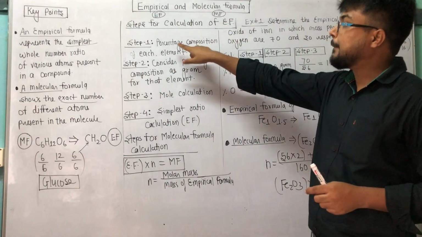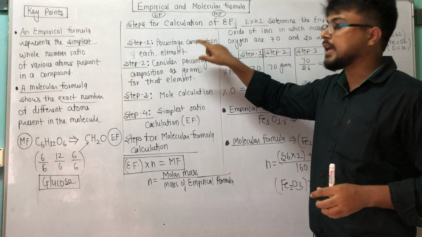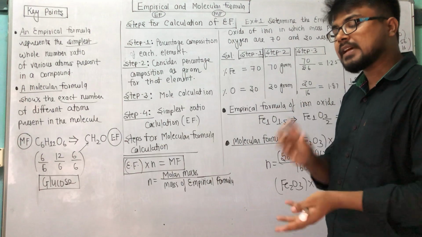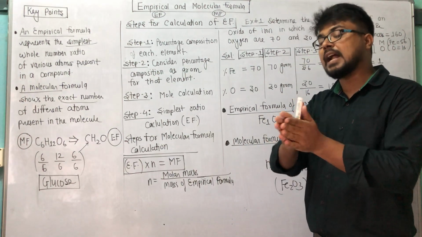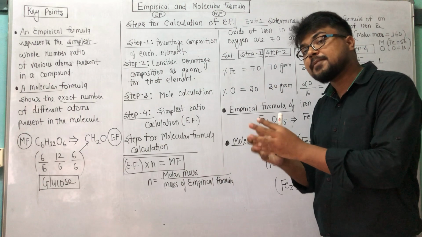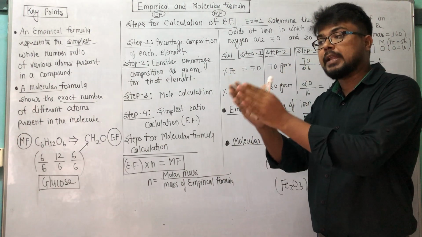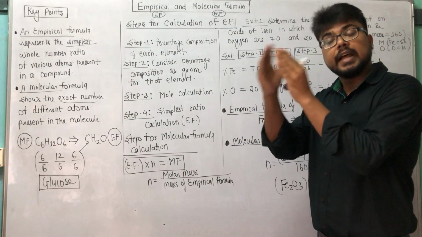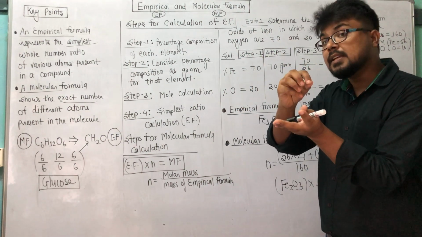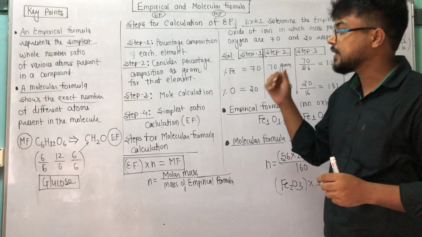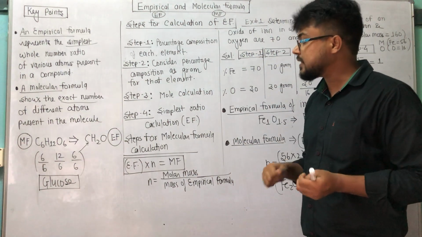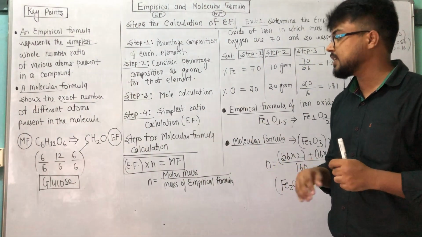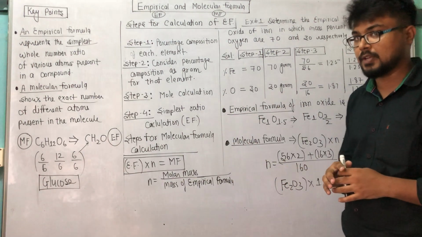Again I am repeating. First of all, I take the percentage composition of each element. Further, I consider this percentage composition as grams of that particular element. Next, I divide that value, which I considered as grams, by the atomic mass of that particular element. That is the mole calculation, and after the mole calculation I go for the simplest ratio calculation, and the simplest ratio is nothing but the empirical formula, correct?